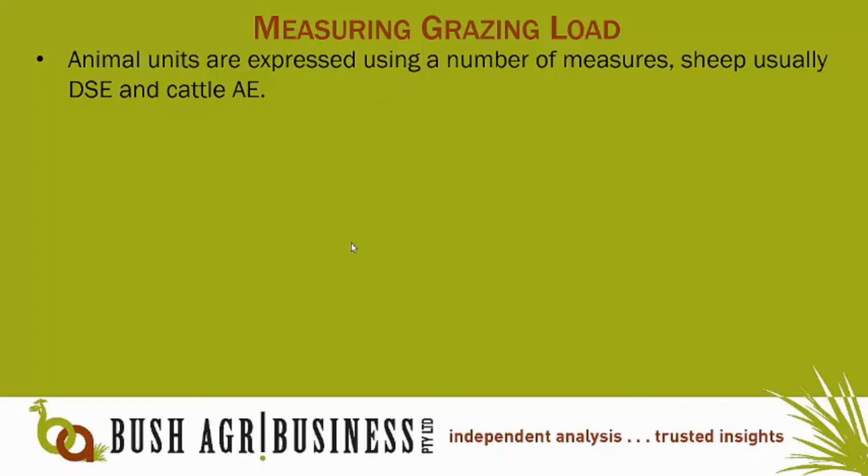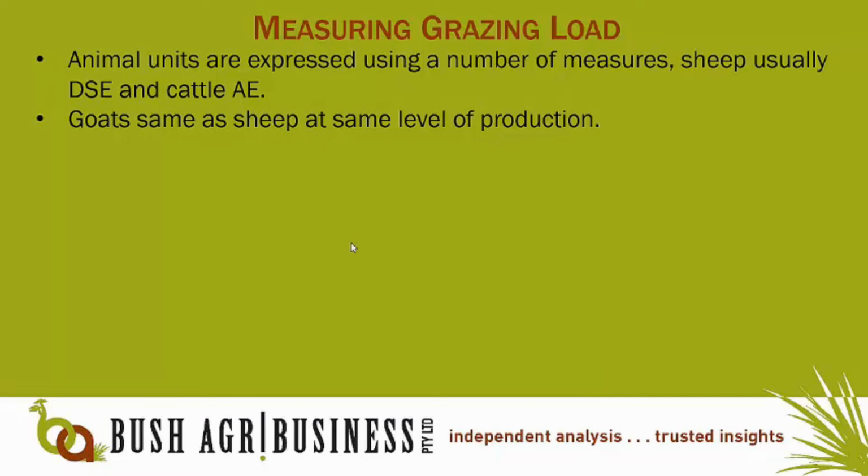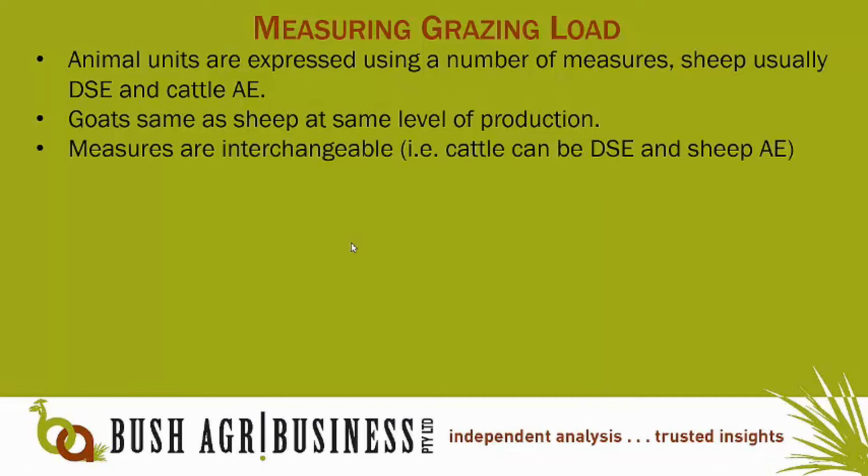Sheep are usually expressed in DSE, cattle in AE, but they can be interchanged. So work we've done recently for QDAF, looking at animal units for goats, found that goats and sheep have the same animal units at the same level of production. And what I mean there is if we've got a 30 kilo wether sheep or wether goat that is gaining the same amount of weight, they're going to have the same DSE rating for both of them. Their energy demand, according to the feeding standards, is the same, and these measures are interchangeable.